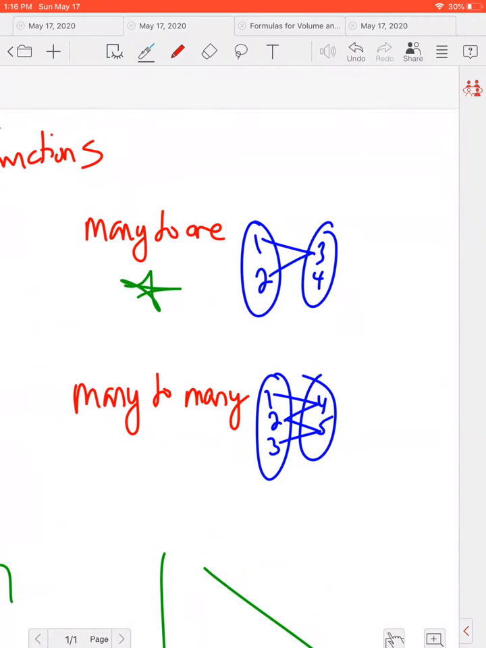We have many-to-one, where we have many inputs, like 1 and 2, both going to the same number. Okay, so 1 and 2 are both going to 3.